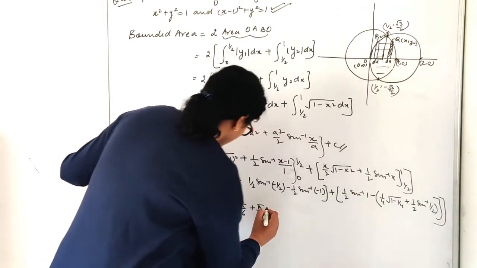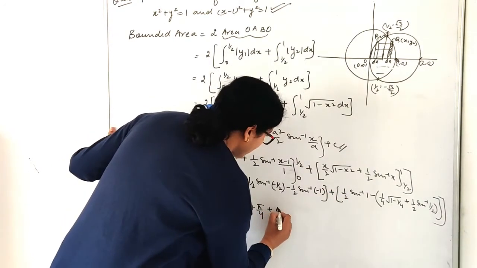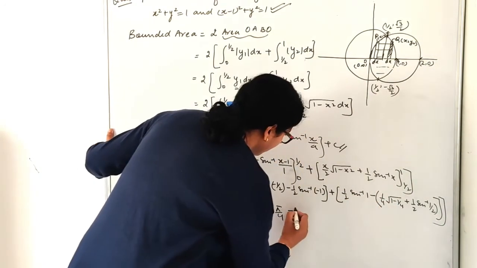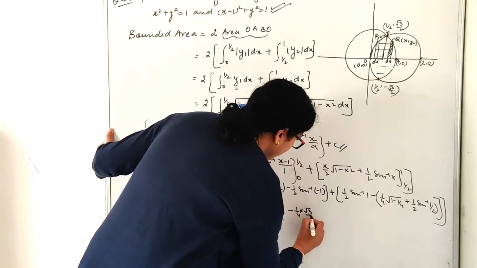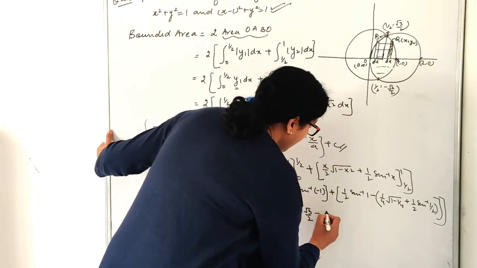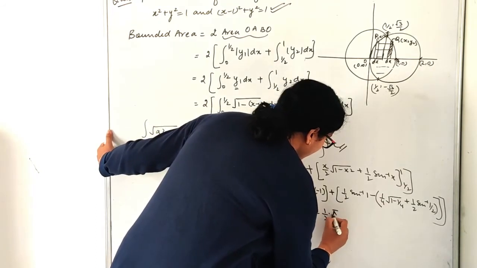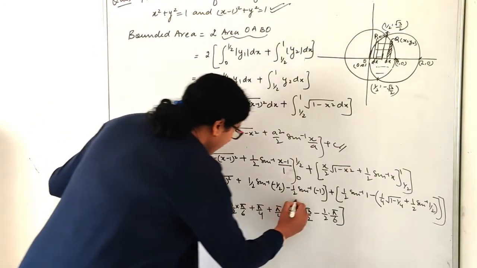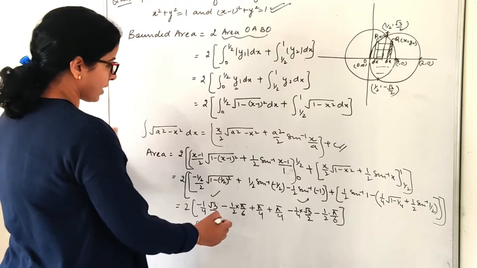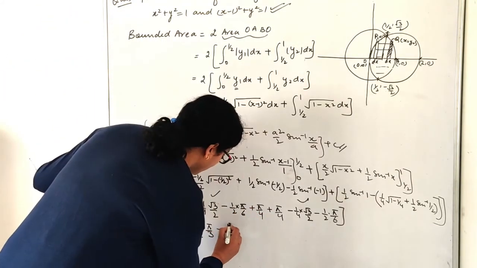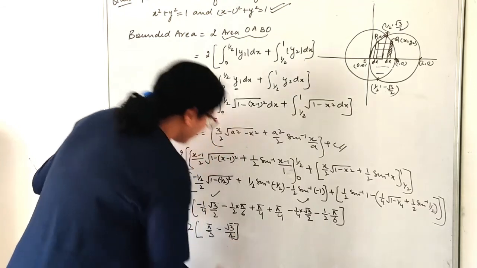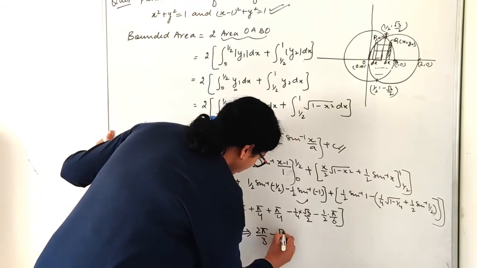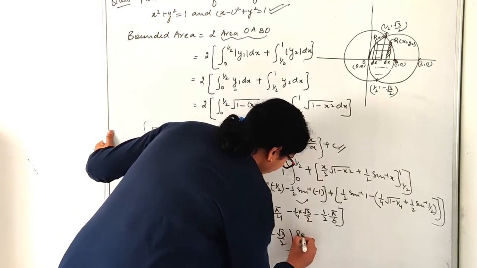Okay. Let us substitute this part. So it will become plus pi by 4. This is pi by 2 into half, which is plus pi by 4. Minus this will become 1 by 4 into root 3 by 2. And this will become minus 1 by 2 into pi by 6. Twice. If we add a pi by 3 and if we add this part and this part, what am I getting here? Minus root 3 by 4. Is it clear? So this can be written as 2 pi by 3 minus root 3 by 2 square units.